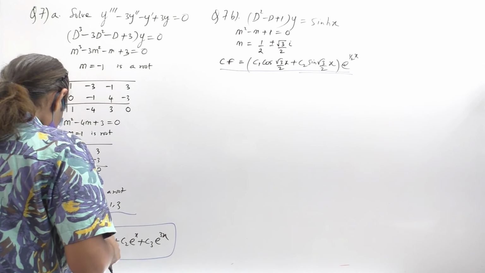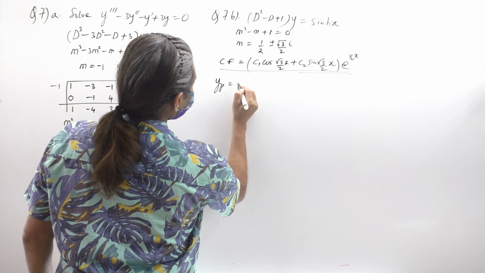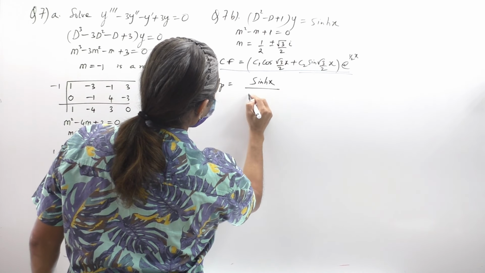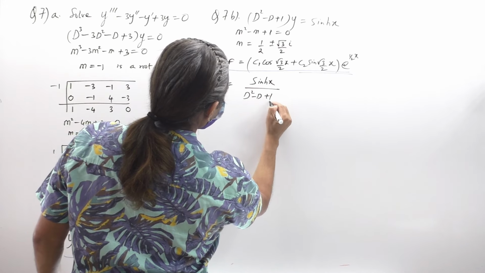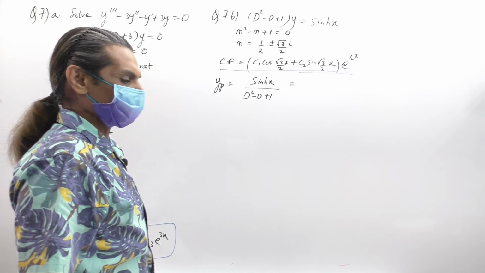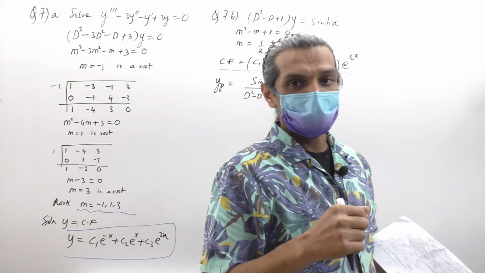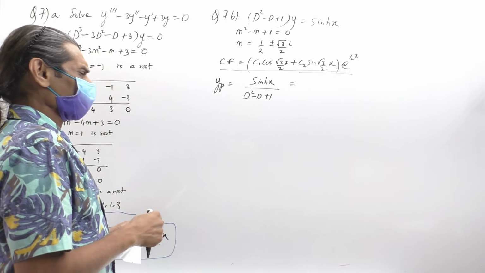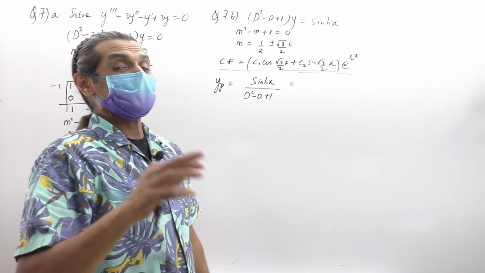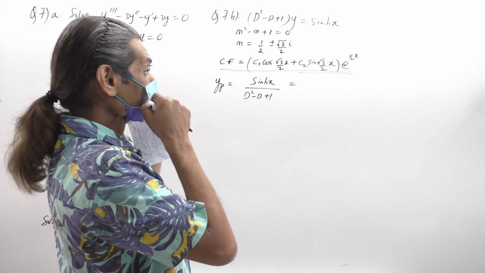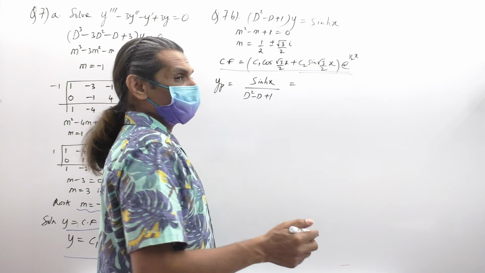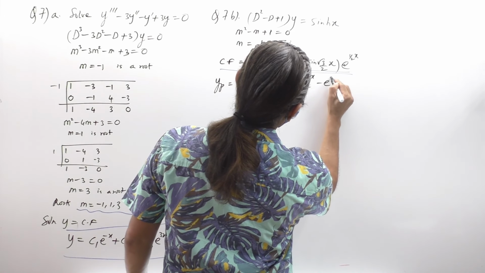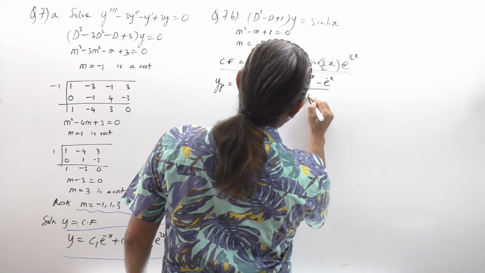Now the next one is the PI. So the particular integral yp is equal to, as you know, this divided by this. So sine hyperbolic x whole divided by D square minus D plus 1, and always it's type number 1. So please refer to the theory in the playlist. You will get a clear picture of how to identify the types. Sine hyperbolic is a function which can be represented in terms of e raised to x. So sine hyperbolic x is e raised to x minus e raised to minus x by 2.